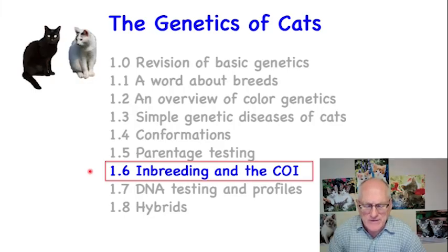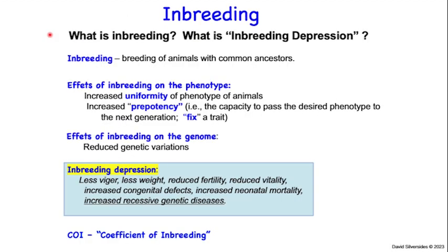Our next topic is inbreeding and the coefficient of inbreeding. Whereas simple genetic diseases represented problems that we know about in genetics, inbreeding represents what we don't know in genetics. But what we don't know can still cause problems for us. So what is inbreeding? And what is inbreeding depression?